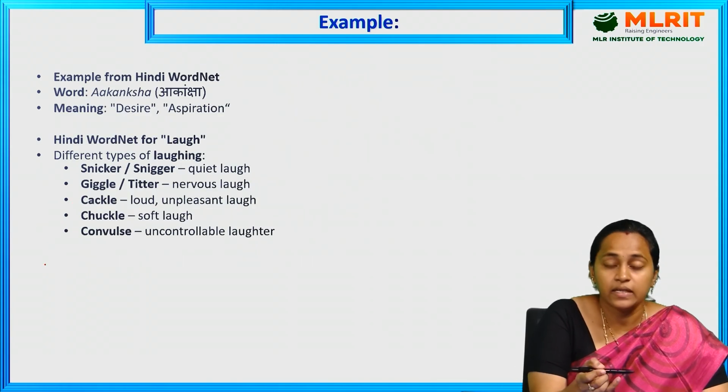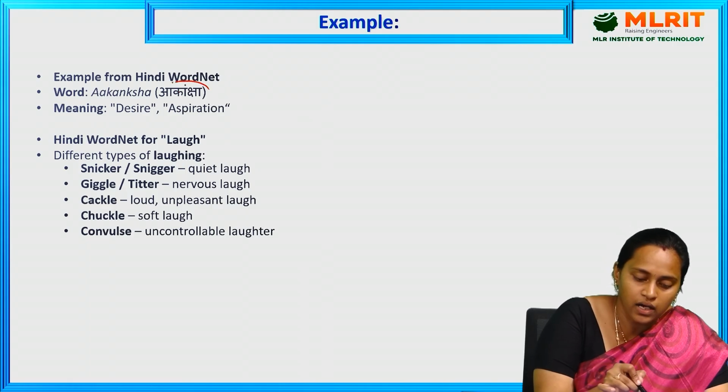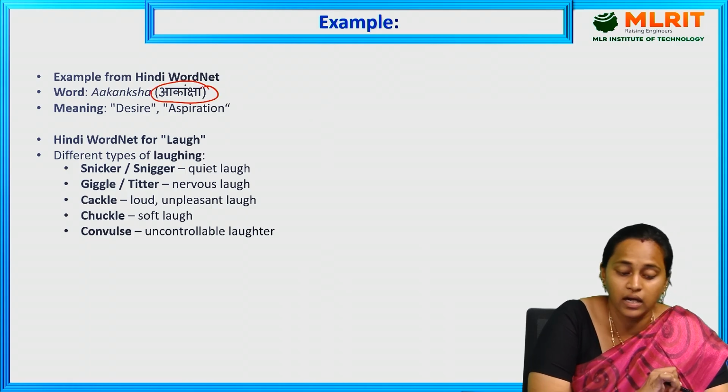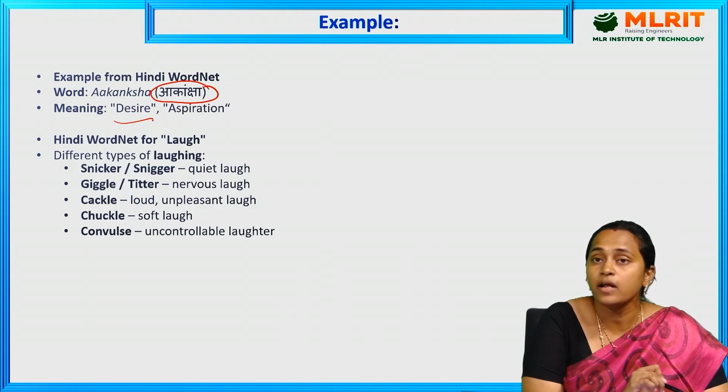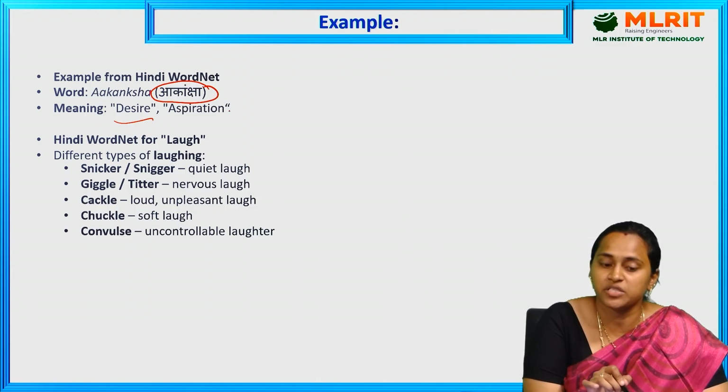Let's see the Hindi WORDNET. Here the word is Akanksha. What is the meaning of Akanksha? It means desire or aspiration. This is the dictionary. The database contains the words desire and aspiration, but it is a name or some entity.